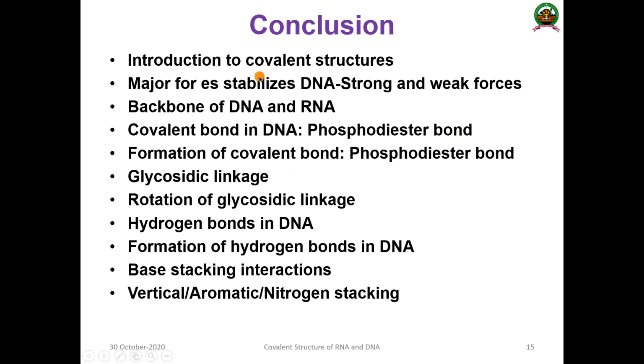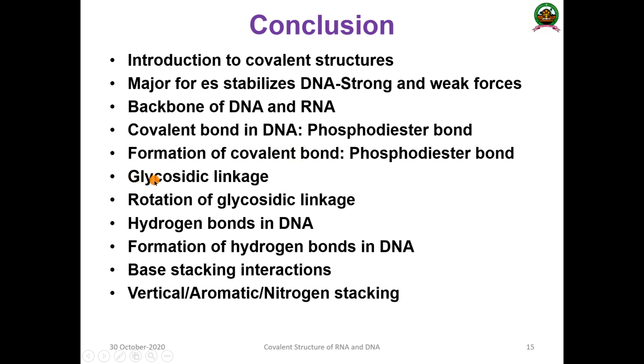Then the backbone of both the DNA and RNA we have discussed. It is single stranded, with the sugar phosphate backbone, with adenine, guanine, uracil and cytosine in RNA instead of thymine, but DNA has adenine, guanine, thymine and cytosine. And the covalent bond in DNA, the phosphodiester bond, is the major covalent interaction. If somebody asks what the covalent structure is, you should talk about the phosphodiester bond, how it is produced, the formation of the covalent bond. In addition, I have told you about one more strong bond, the glycosidic linkage.